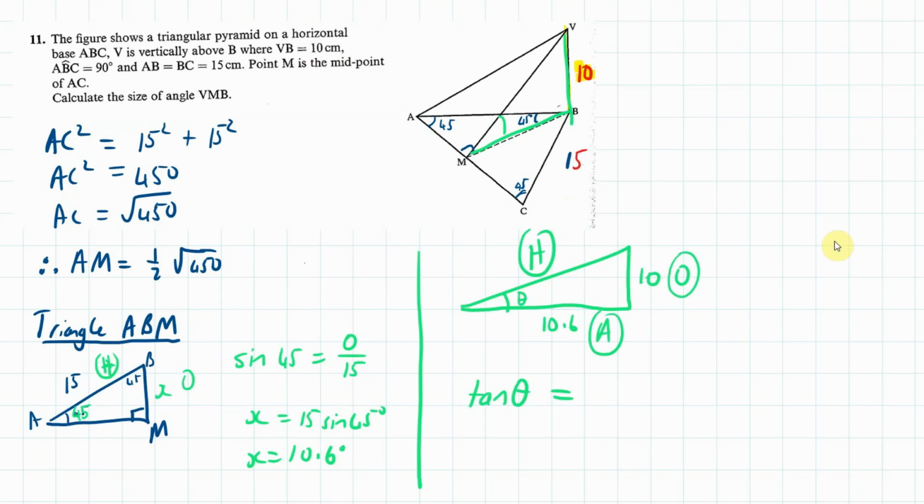Tan theta is equal to opposite, which is 10, over adjacent, which is 10.6. And so theta is equal to the inverse tan of that. Now, what does that give us? Inverse tan of 10 over answer. 43.3 degrees is what I'm getting there. Now, I hope that's correct. I hope I haven't made any errors along the way.